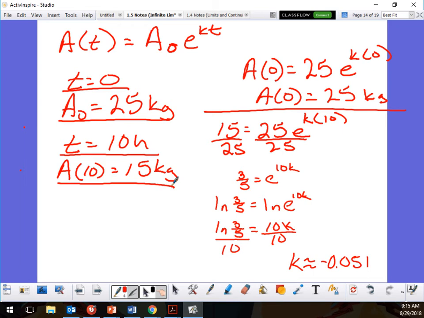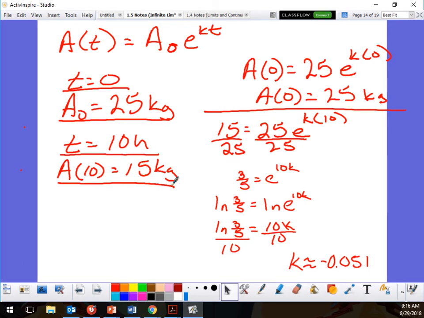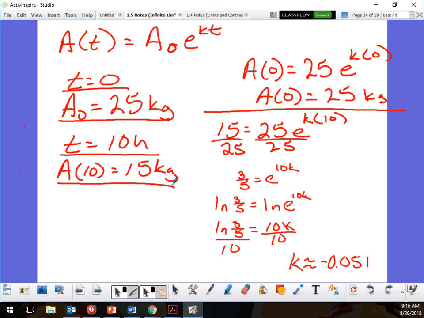Initial 25. Then I plugged in my initial amount, my A sub naught, into my formula, and then I plugged in my times. So this is my 15 that I have after 10 hours, and right here, this is my 10 hours. My t is 10. So now we divided both sides by 25 to get that by itself. I came out with reducing the 15 over 25, 3 over 5, equals e to the 10k.